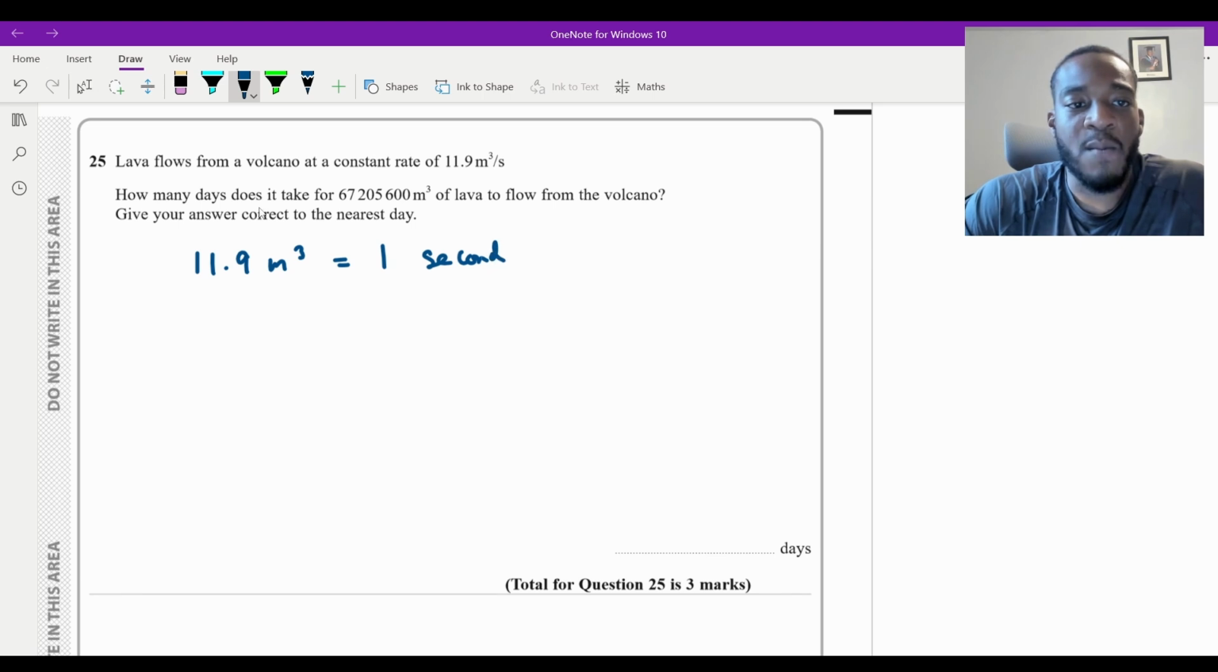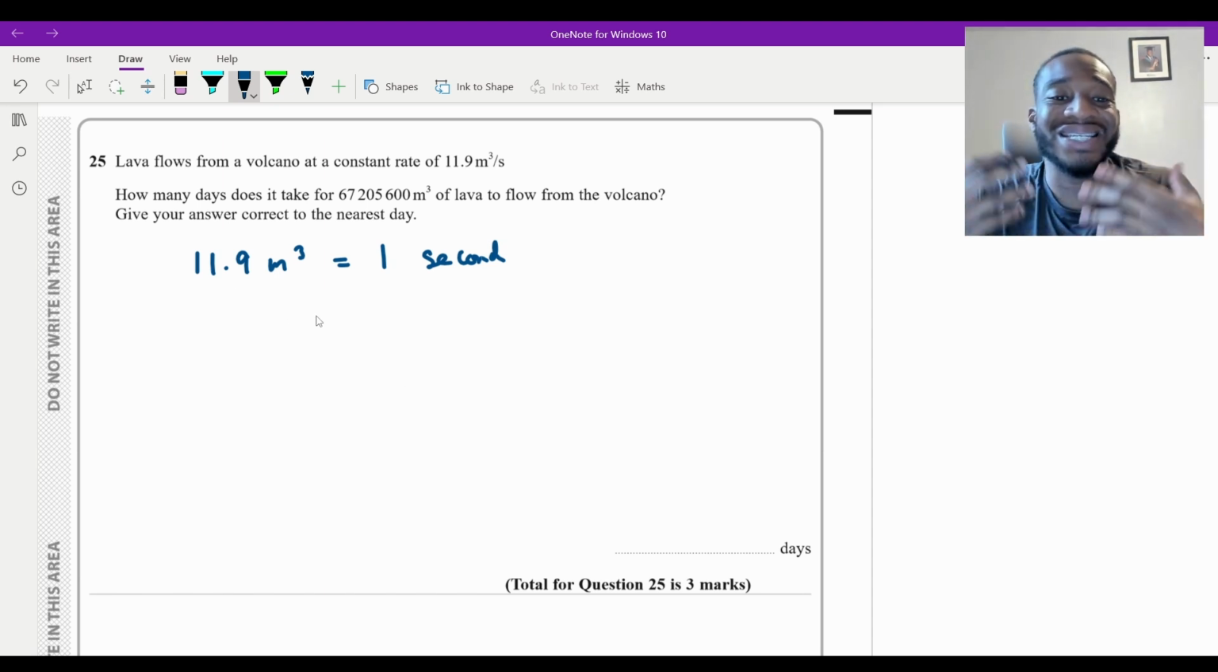And we need to work out how many days it takes. Now, we're dealing with seconds at the moment. What you'd want to do to make it easier for yourself is convert this rate into days, right?